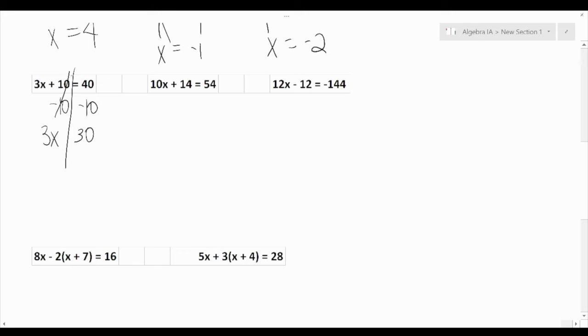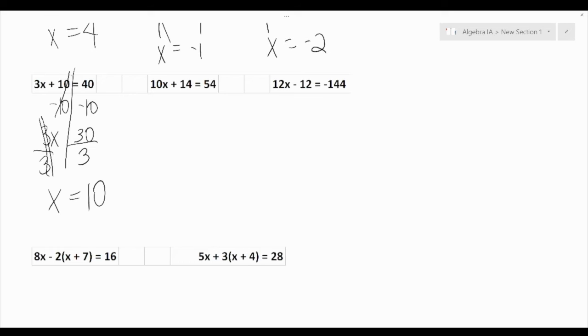So 3x equals 30. 3 times x, opposite of 3 times is divide. So we're going to divide both sides by 3. 3's cancel. I'm left with x on the left side. 30 divided by 3 equals 10. So x equals 10.